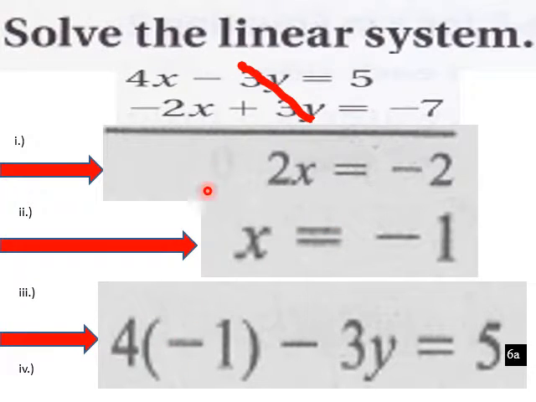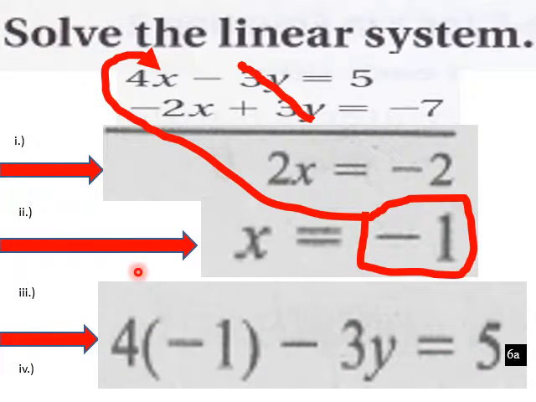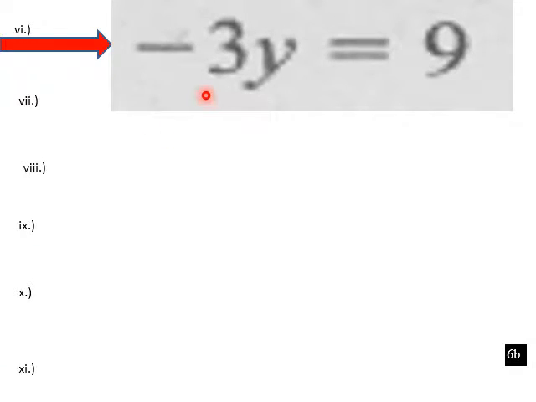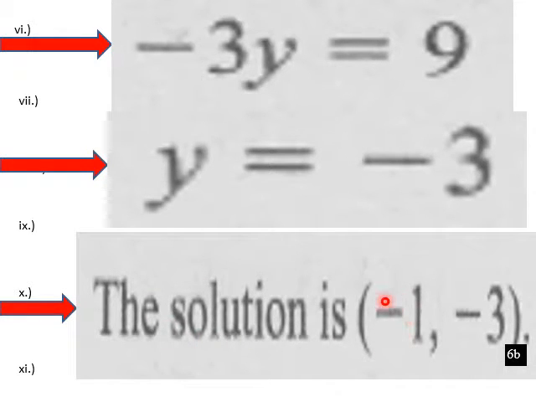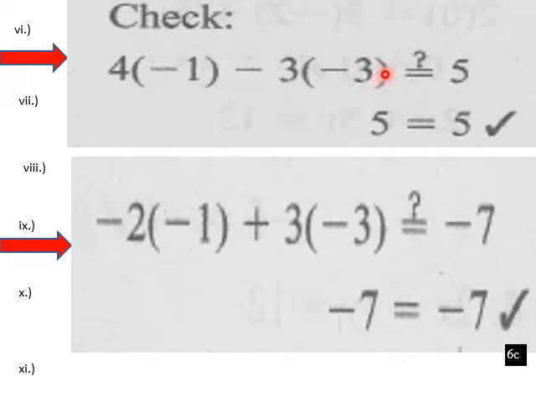So now we plug that back into the first. 4 times negative 1 minus 3y equals 5. We plug it there. And then negative 3y equals 9. Solve for y, and then y equals negative 3. And then here's our solution, negative 1, negative 3. And then here's our check. First equation, yep. Second equation, plug that in for y. For x, negative 2 times negative 1. And then it checks as well.